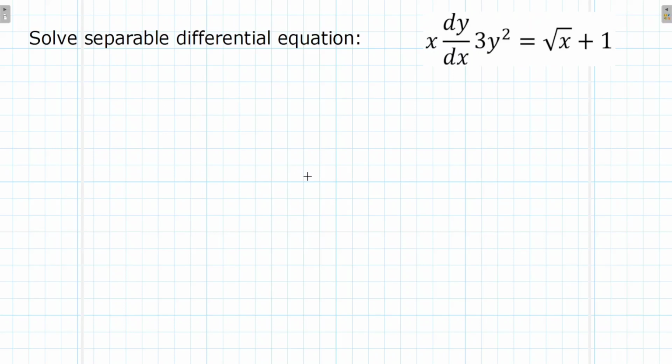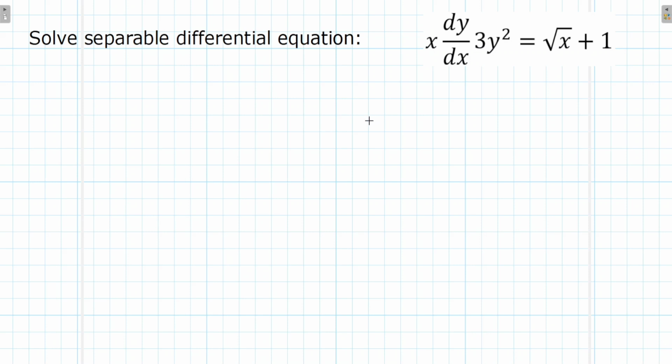Hello everyone, let's try to solve this separable differential equation. x times dy over dx times 3y squared is equal to the square root of x plus 1. Before we get started, you can pause the video, try to solve it on your own, and write your answer down in the comments.